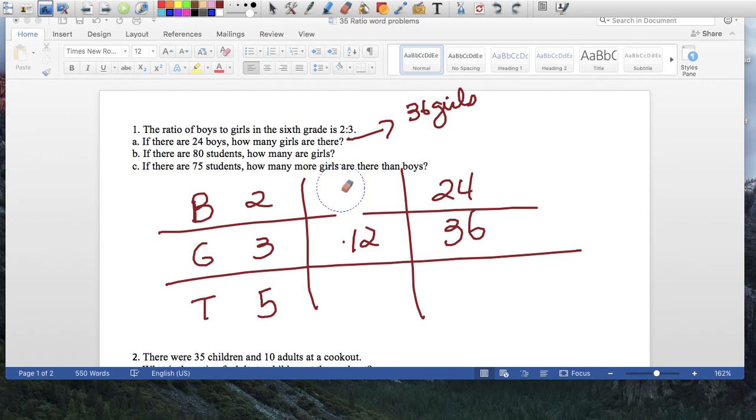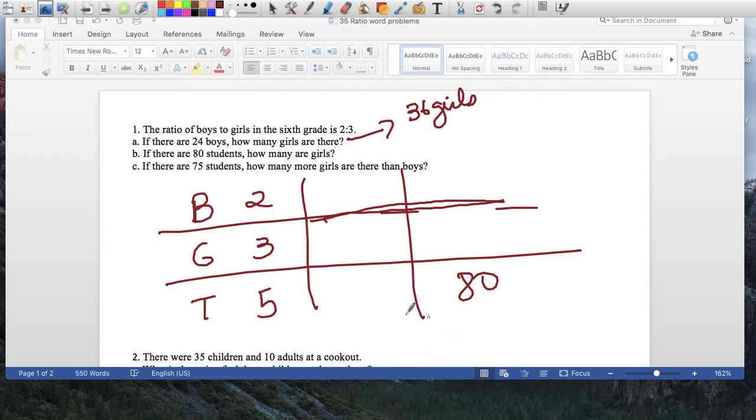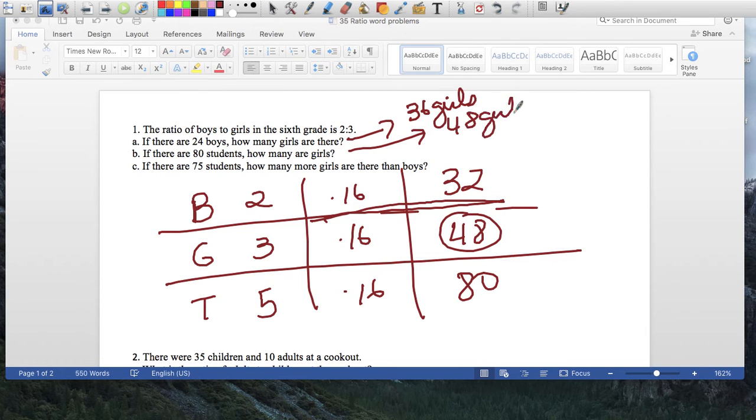For part B, we're going to erase and do it again. Part B says, what if there are 80 students? How many are girls? So now the 80 will go here, because it's 80 students. If there are 80 students, what's the multiplier? It's times 16. This is going to be 48, and this is going to be 32. So if there are 80 students, how many are girls? 48 are girls right here. So this one is going to be 48 girls.